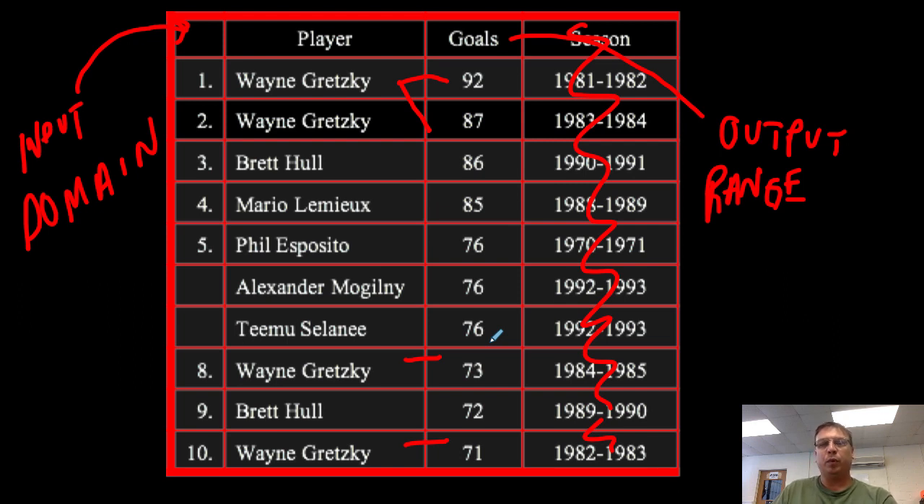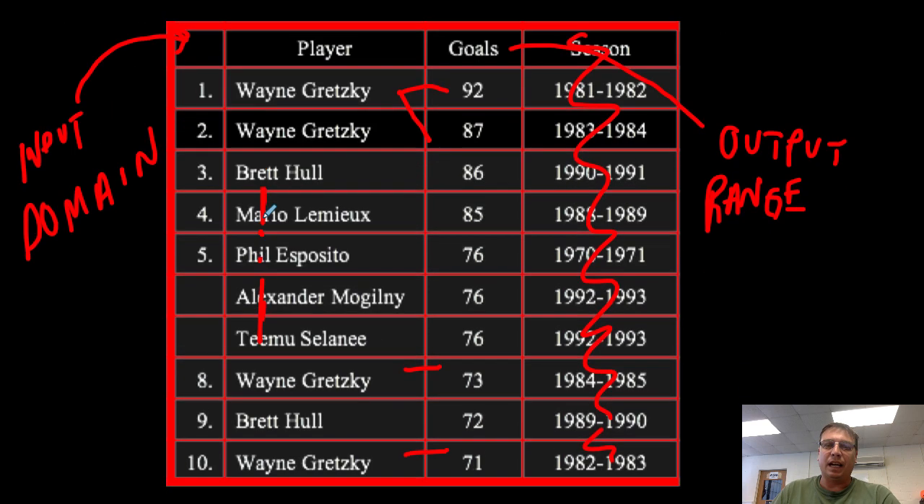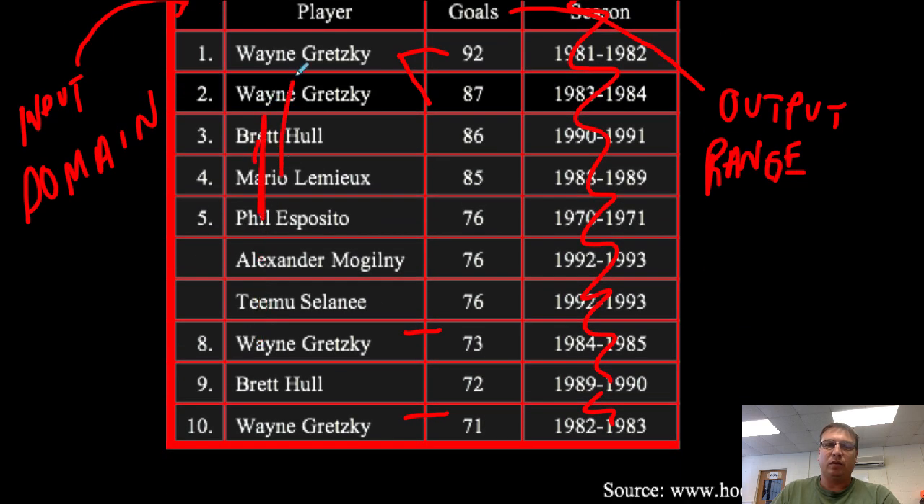So for every input, you should have only one output. In this case, this is not the case. It's not happening. So therefore, we know from this that this is not a function. Okay? Because again, too many elements of the domain going with the range.